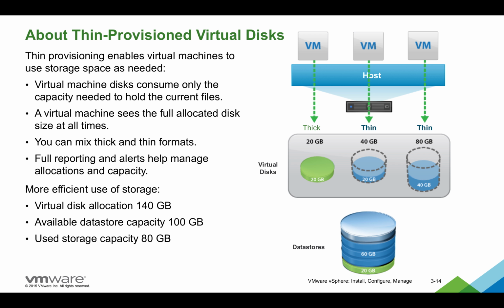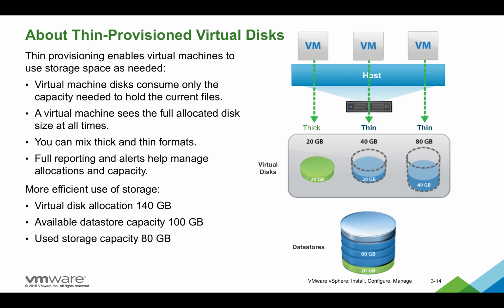Let's take a little closer look at this. So if you have that available physical storage space of 100 gigabytes, and you provision 3 virtual machines, one for 20 gigabytes, another for 40 gigabytes, and another 80 gigabytes, you provision 140 gigabytes. Now, with thin provisioning, the used capacity might be far less. Let's say your used capacity is actually only 80 gigabytes because you've only used 20 gigabytes for one virtual machine, 20 on another virtual machine, and 40 on the third virtual machine.